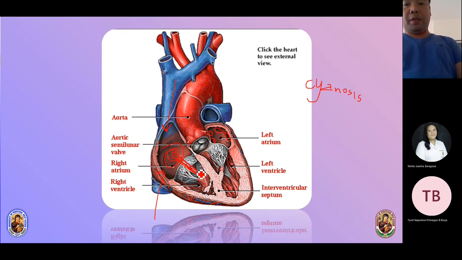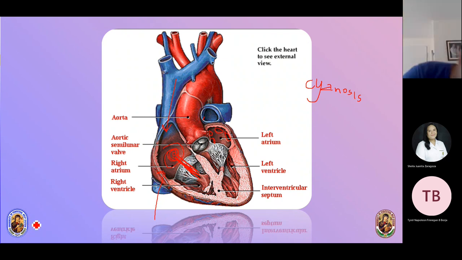Okay? Now, since this is a cutaway view, you can see here the blood going from the right atrium to the right ventricle. Bababa na siya sa right ventricle. And since this is a cutaway view, it is not shown in the drawing how the pulmonary trunk is connected to the right ventricle. Pero actually, itong pulmonary trunk, di ba?